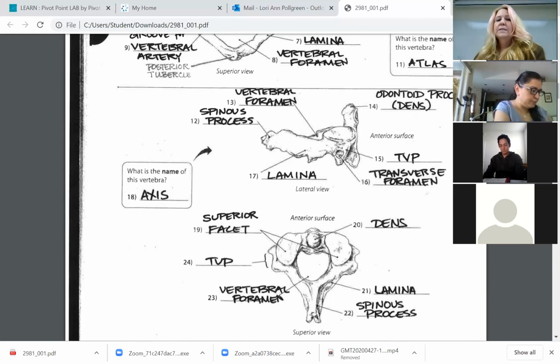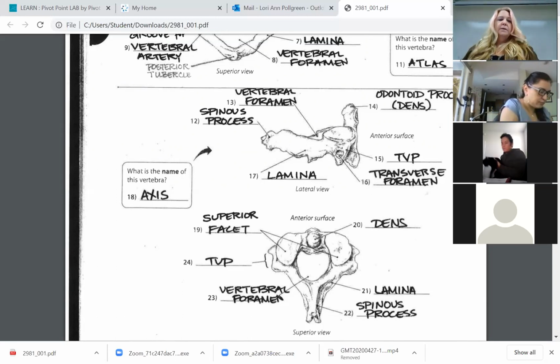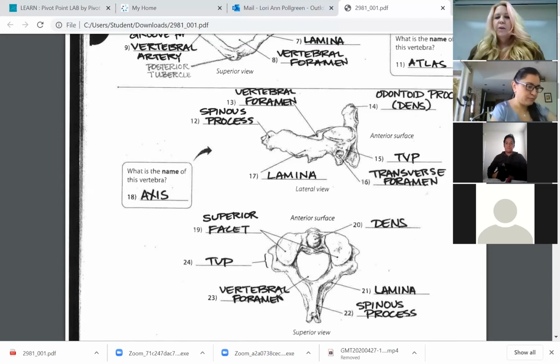Number 13, it's just that vertebral foramen again. It's kind of hard to see the hole from that angle. And then number 14, what makes C2 different than any other bones is that there's that odontoid process, or the dens, that articulates with C1 that gives us that movement. 15, our transverse process, and 16, the foramen, the hole, where we can allow all those nerves to run through. And then 17, the lamina. 18, we call C2 the axis. 19, looking at those superior facets again that articulate with the bones above.